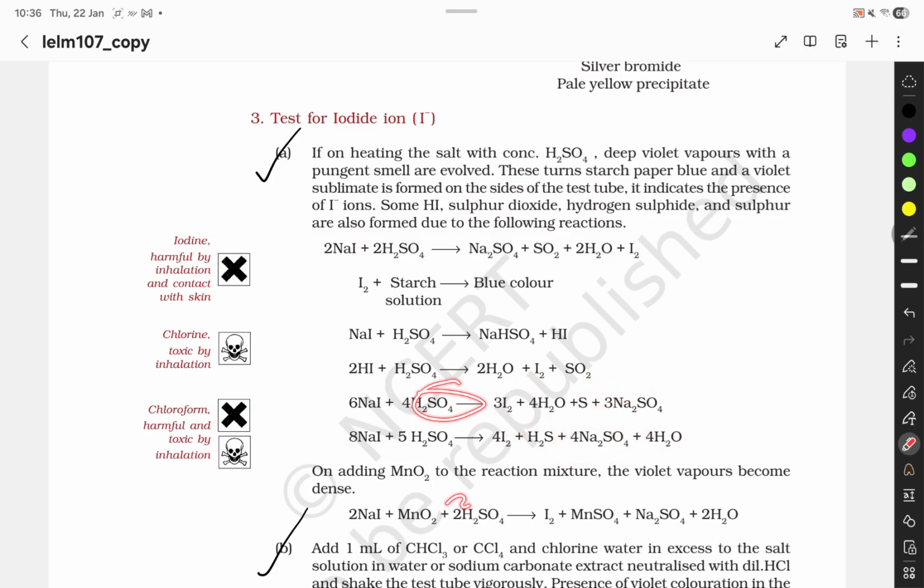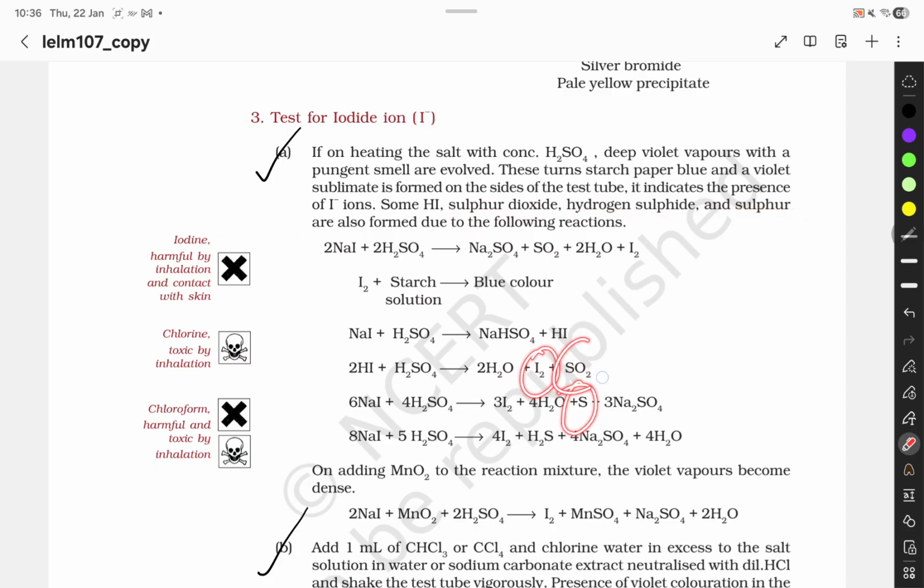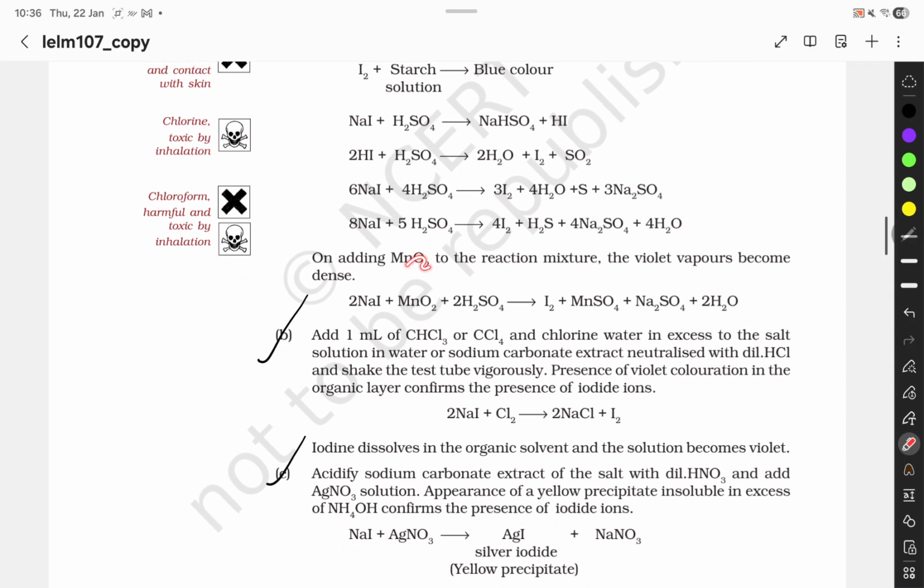Basically, H2SO4 in different concentrations acts as an oxidizing agent. So for example, sulfur dioxide, hydrogen sulfide, sulfur are formed as a result. So SO2, then H2S, like that. Okay, add MnO2 to the reaction mixture, violet vapors become dense because it causes release of I2. So MnO2, what does it cause? Release of the gases.